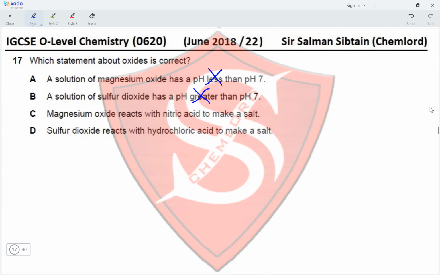Magnesium oxide reacts with nitric acid to make a salt. Yes, a base would react with an acid to make a salt. Sulfur dioxide reacts with hydrochloric acid to make a salt. Both are acids, they will not react. Therefore, the correct option for this question is option C.